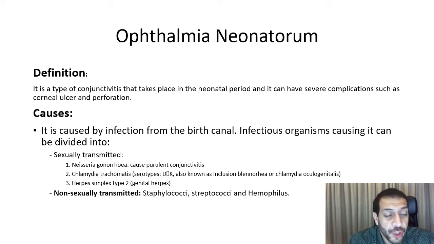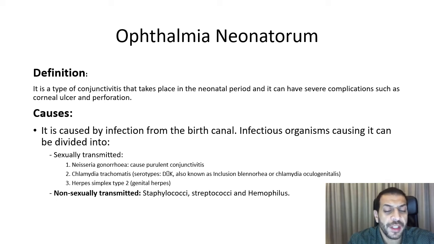What kind of infections can happen? Since he gets the infection from the birth canal, we look at the infections in the birth canal. They can be sexually transmitted diseases like Neisseria gonorrhea, which is the most severe, causing purulent conjunctivitis that has a lot of pus, Chlamydia trachomatis with all its types, and herpes simplex. All these are sexually transmitted diseases that can be present in the birth canal.